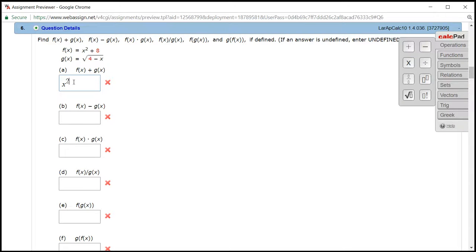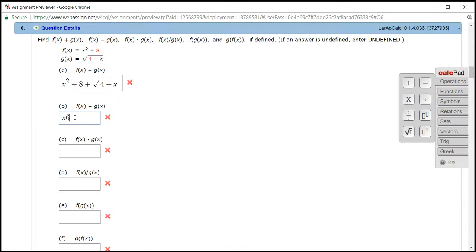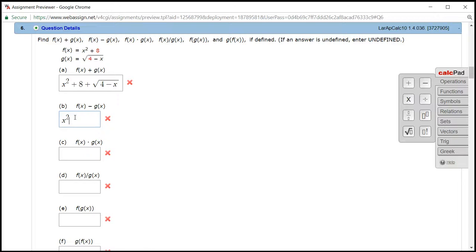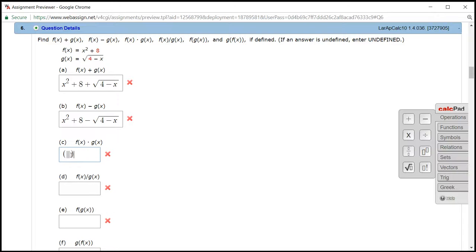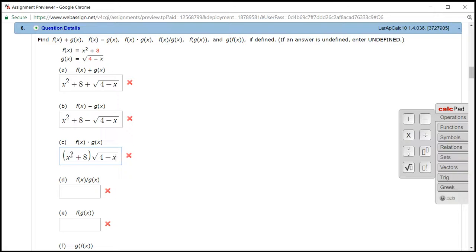So you have x squared plus 8, and then you just have to add the square root of 4 minus x. And the subtraction works the same way, so you just have x squared plus 8, but you have to subtract square root of 4 minus x. Multiplication is just to multiply them together, so you have x squared plus 8, and then times square root of 4 minus x.